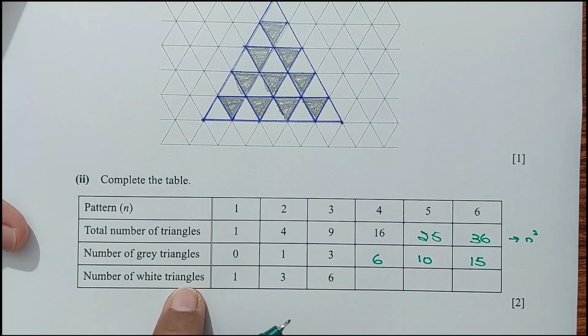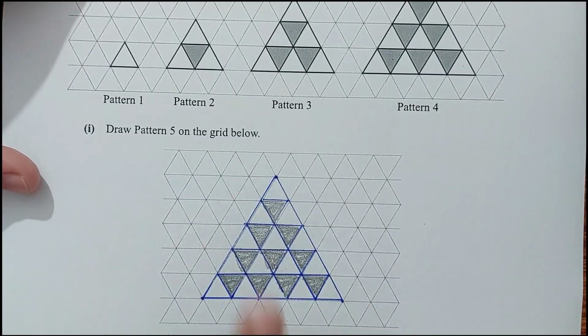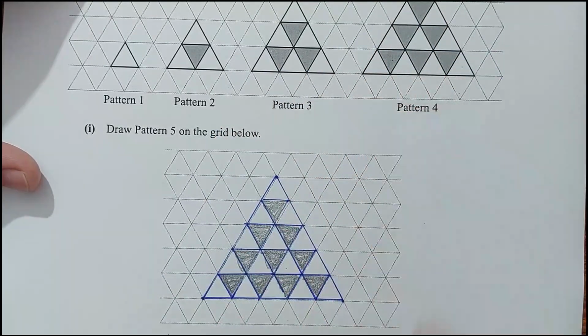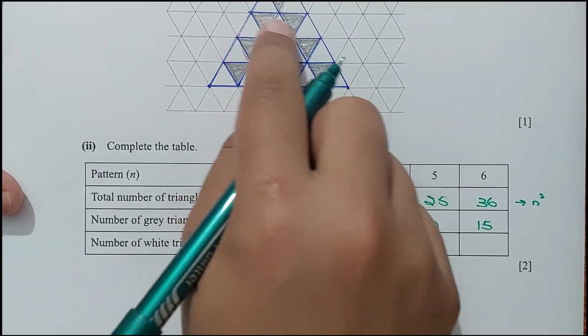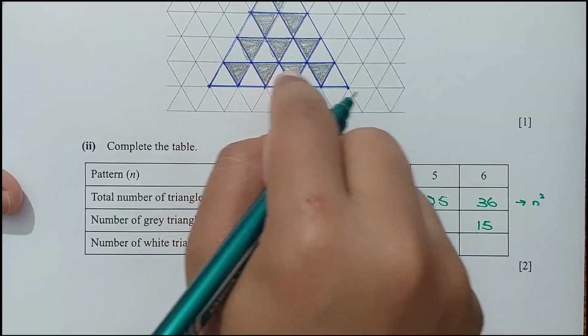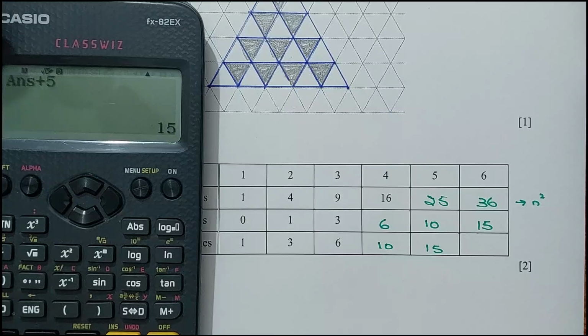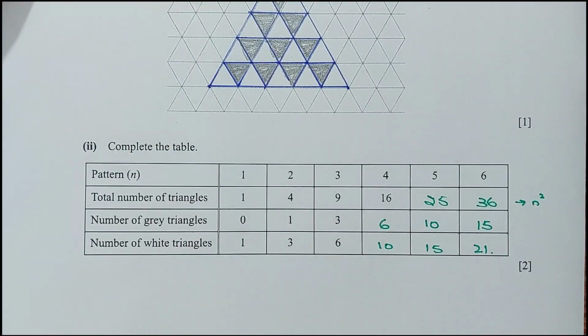Now the number of white triangles. How many white triangles? 1 white triangle, then 3, and then 6. For pattern 3 we have 6 white triangles. 1, 2, 3, 4, 5, 6. Now 1, 2, 3, 4, 5, 6, 7, 8, 9, 10. Now 10 white triangles are there. And then 1, 2, 3, 4, 5, 6, 7, 8, 9, 10, 11, 12, 13, 14, 15 white triangles are there. All right, so in 1 we add 2, and then add 3, add 4, add 5, add 6, that is 21. So the table is completed.